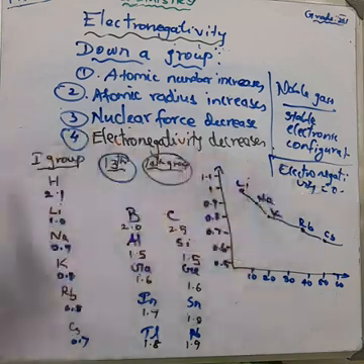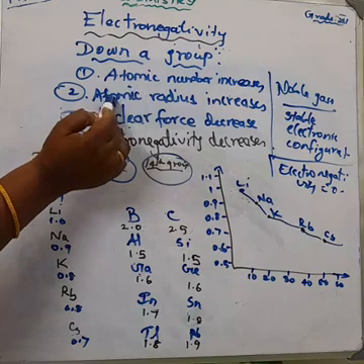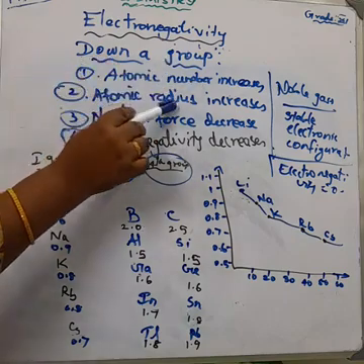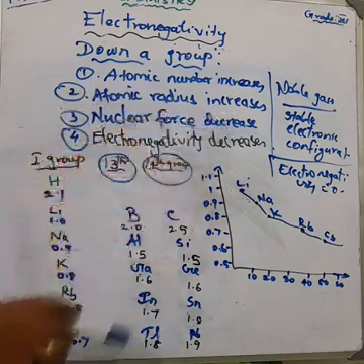And for the S block elements and all other groups, we know the electronegativity value gradually decreases because the atomic size increases along the group. So when the atomic size increases, the nuclear force of attraction decreases, so the electronegativity gradually decreases.